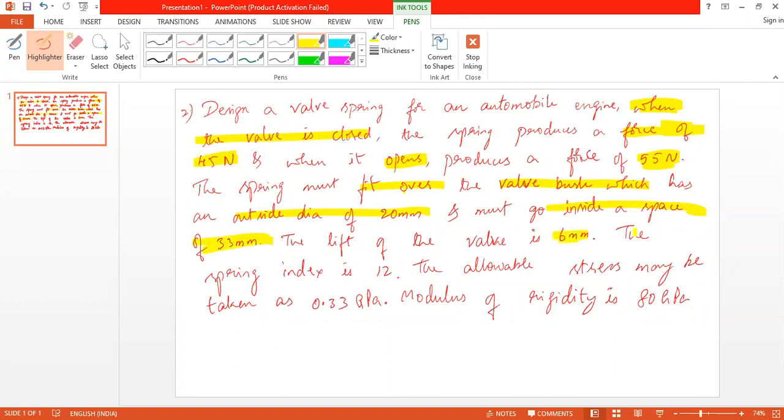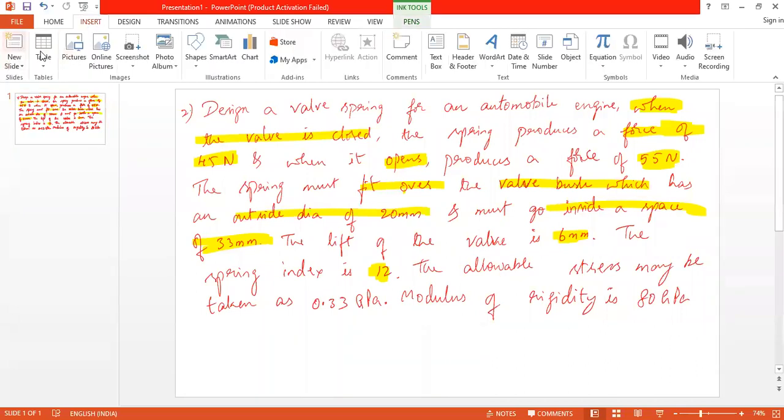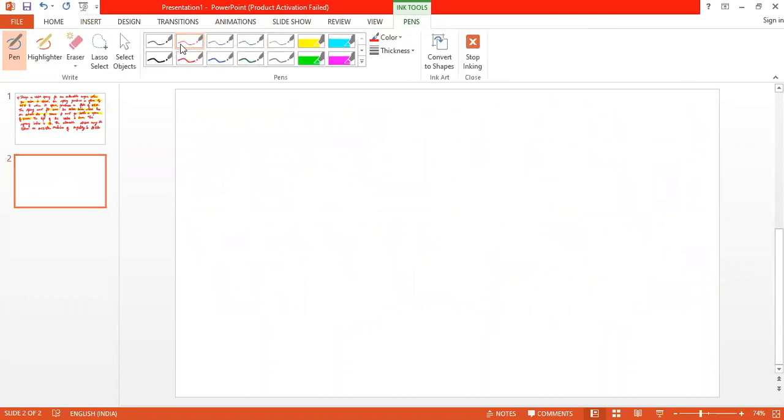Okay, the lift of the valve is 6 mm and the spring index is 12. The allowable stress may be taken as 0.33 gigapascal and the modulus of rigidity is 80 gigapascal. So here we need to design a spring. Designing a spring means we need to find out the diameter of the spring coil and the diameter of the spring wire.